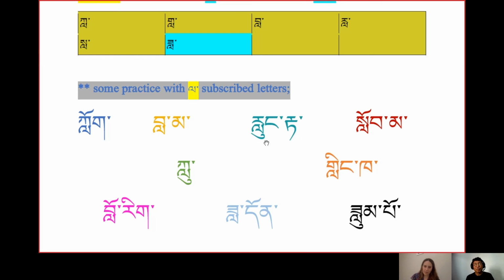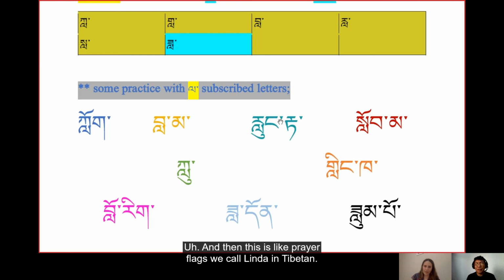This is like prayer flags. We call it lungta in Tibetan. Then we have sa and lata, naro, and pa suffix. Literally lung means wind, and ta means horse, so wind horse. Thank you, Cynthia. And then it becomes prayer flag.